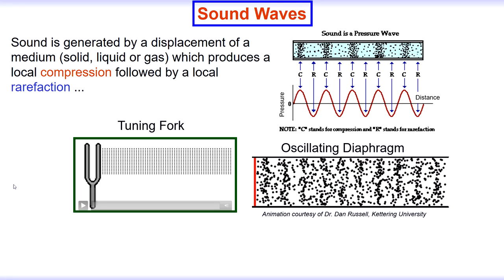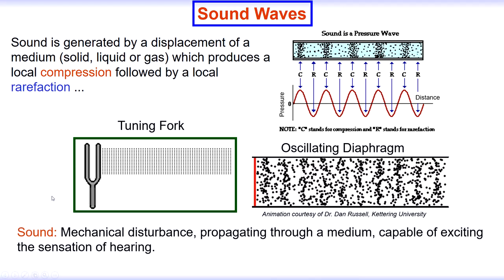We can formalize this with the definition of sound. Sound is a mechanical disturbance propagating through a medium that's capable of exciting the sensation of hearing. Similarly, we can define noise. Noise is a sound that's unwanted by the recipient. So what we call noise is a subset of what we call sound, and we differentiate that subset by it being undesired by the recipient.